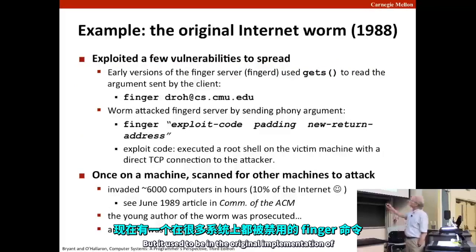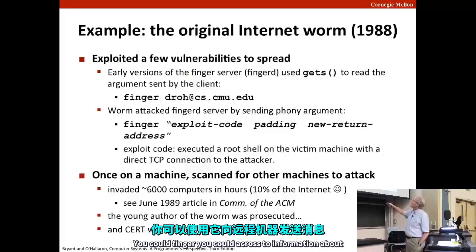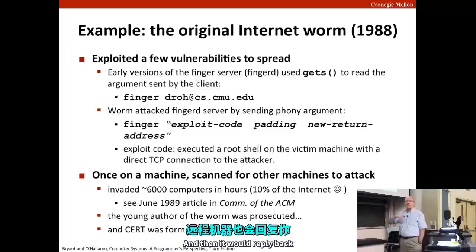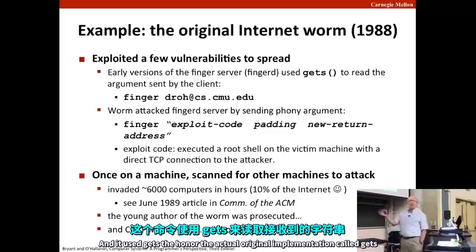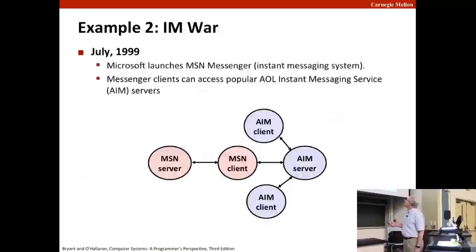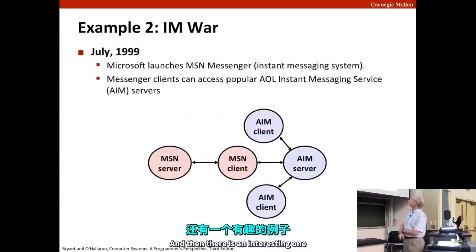But it used to be in the original implementation of, there's a command that most systems have now disabled, that you could request information about somebody in some remote location. And it would send a message to that location, and then it would reply back. And it used gets. The actual original implementation called gets to read the input string that was being sent to it. And then there was an interesting one.